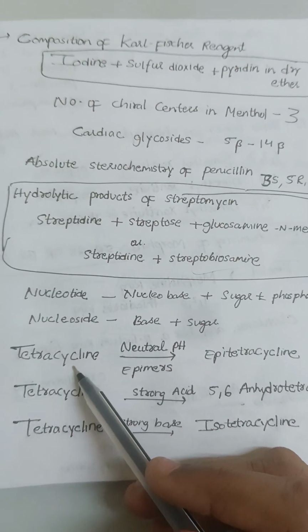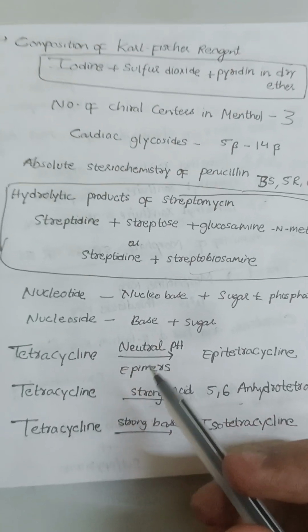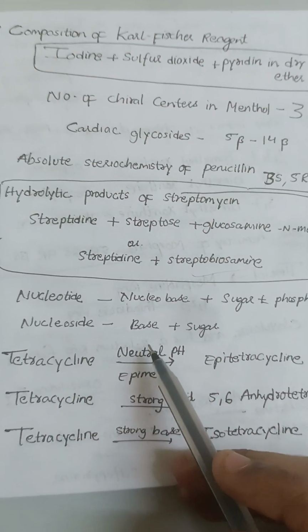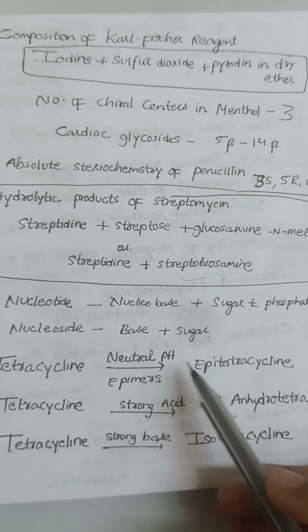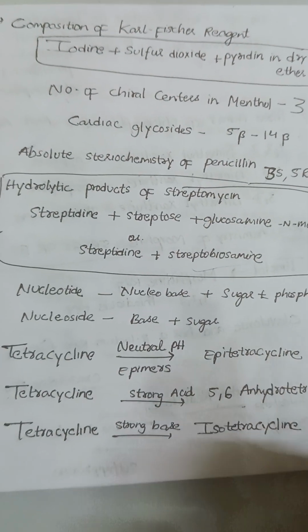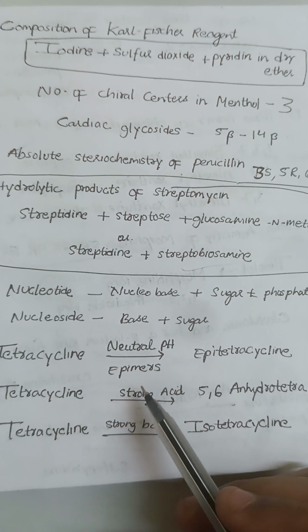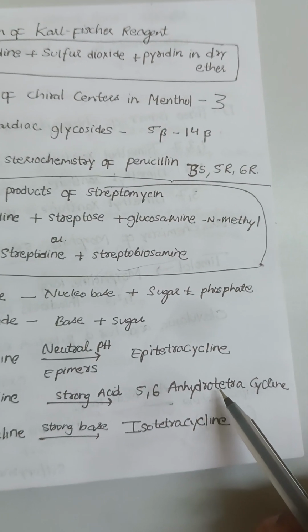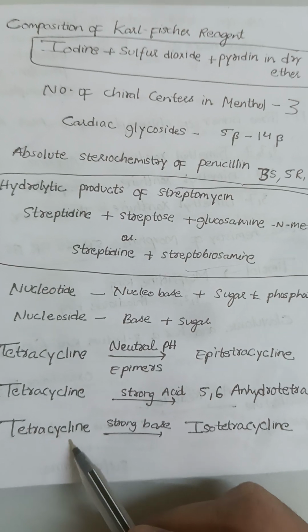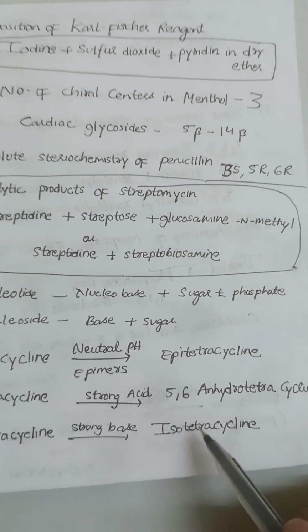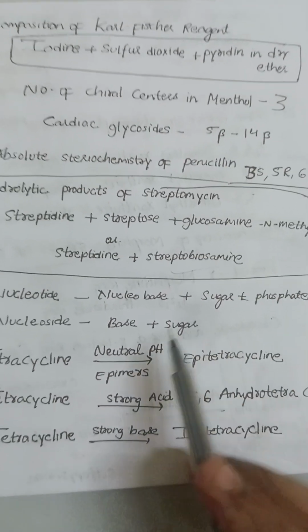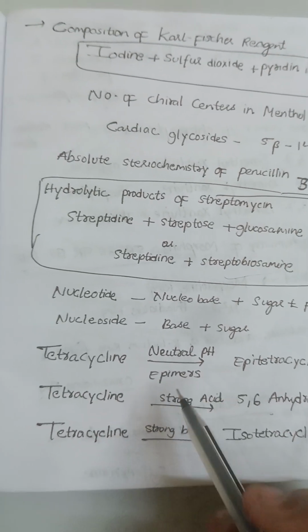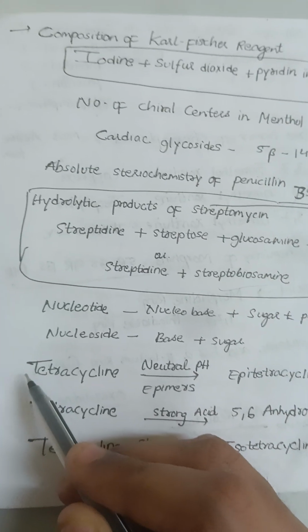Again, the tetracyclines undergo epimerization to give different compounds. Tetracyclines in neutral pH give you epitetracycline, tetracycline with strong acid gives you 5,6-anhydrotetracycline, and tetracycline with strong base gives you isotetracycline. So these tetracycline reactions are important. This question was asked in GPAT 2024.